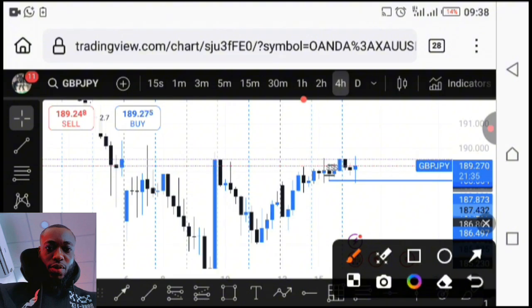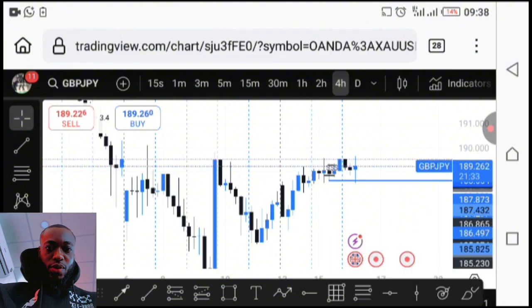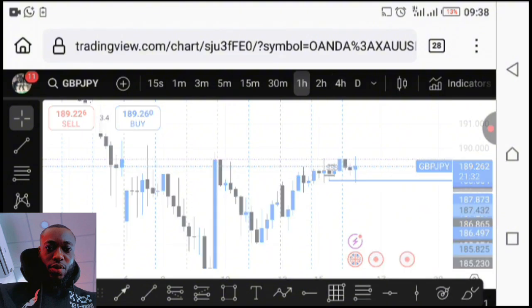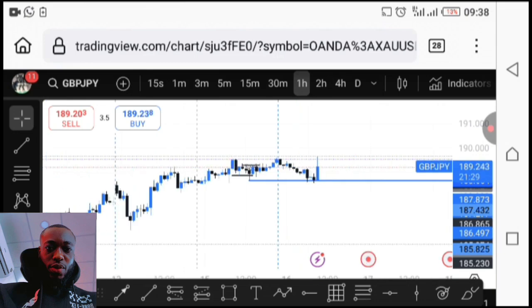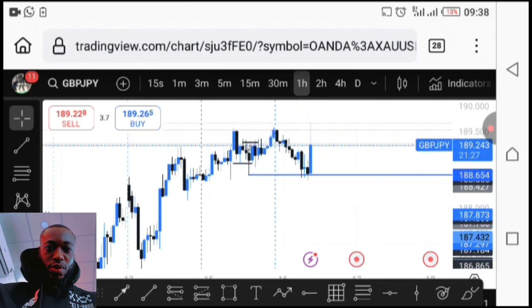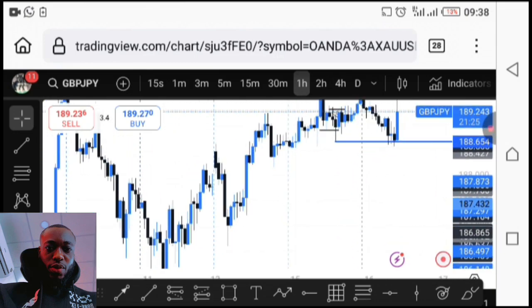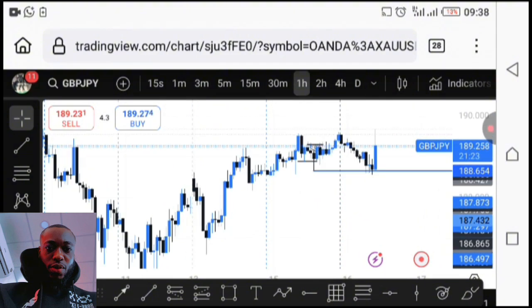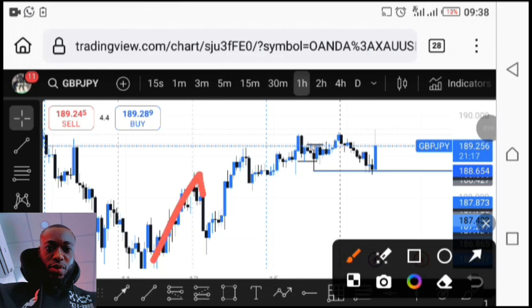Now if you go on your 1-hour time frame, you will be able to spot it a lot better. So let's go to a 1-hour time frame to see it. You can see what I said. You can see now price is forming series of higher highs and higher lows. Yeah, you can see it. This is just a mini trend inside the main trend.